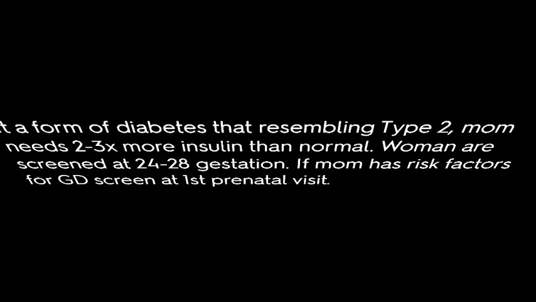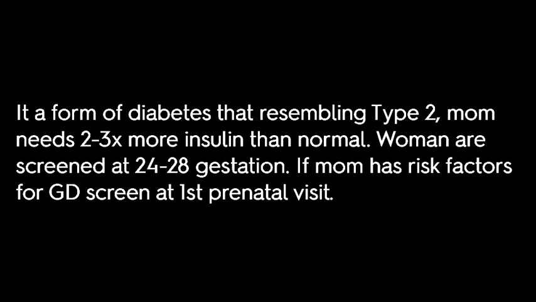Gestational diabetes, what is it? It's a form of diabetes resembling type 2; mom needs 2-3x more insulin than normal. Women are screened at 24 to 28 weeks gestation. If mom has risk factors for GD, screen at the first prenatal visit. Complications to baby: increased birth weight and hypoglycemia.